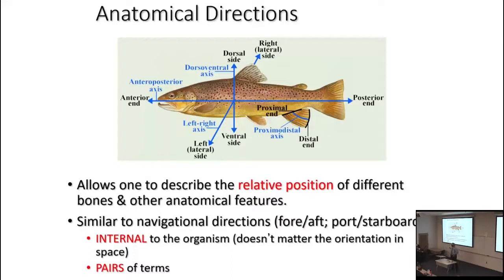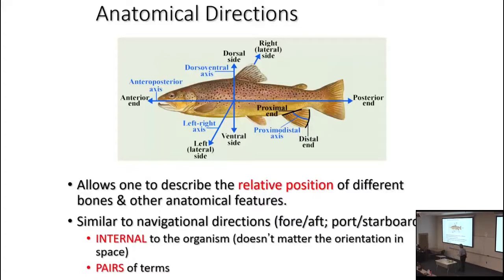So if you're familiar with, say, going out on boats, in a boat we talk about fore and aft, so front and back, port and starboard, left and right. And we do that because those are internal to the boat. They don't rely on the coordinates on a map. So fore is always in front of the boat. Doesn't matter which way the boat's headed. Similarly, the anatomical directions are the same. They're internal to the organism. It doesn't matter its orientation in space. It doesn't matter if it's a snake all coiled up.